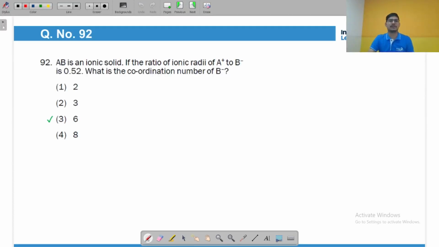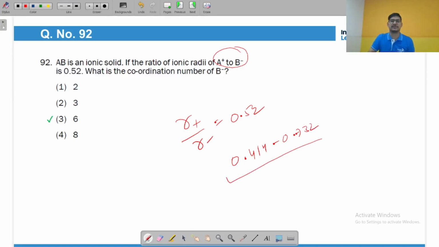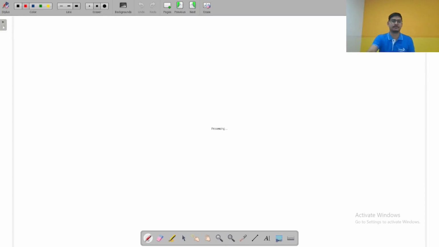AB is an ionic solid. The ratio of ionic radius, so this is precisely the radius ratio, radius of cation divided by radius of anion, and this is 0.52. So it comes under the category of 0.414 to 0.732, which is of course octahedral, and the coordination number is 6.